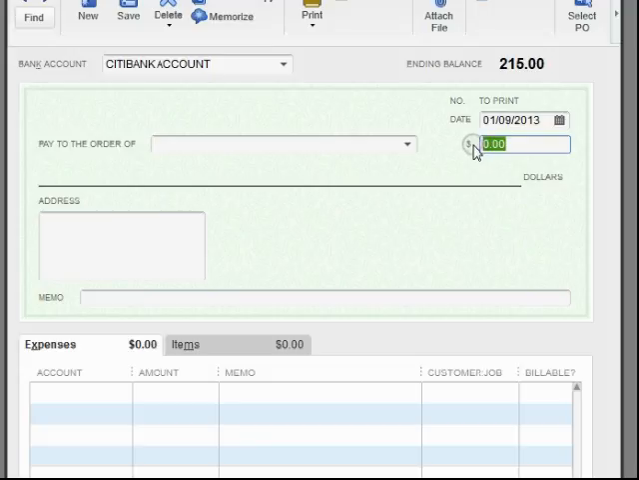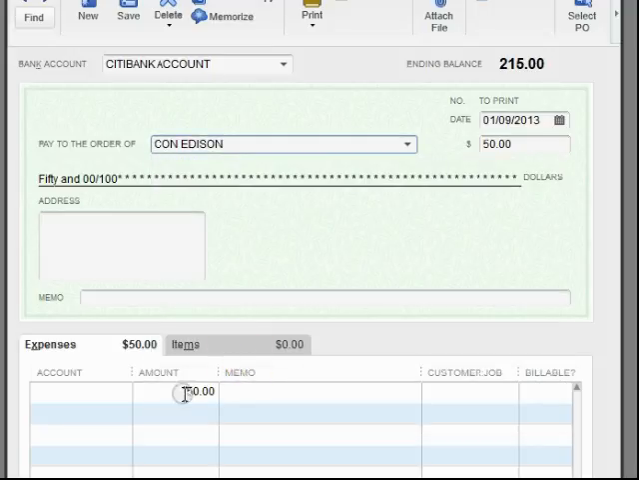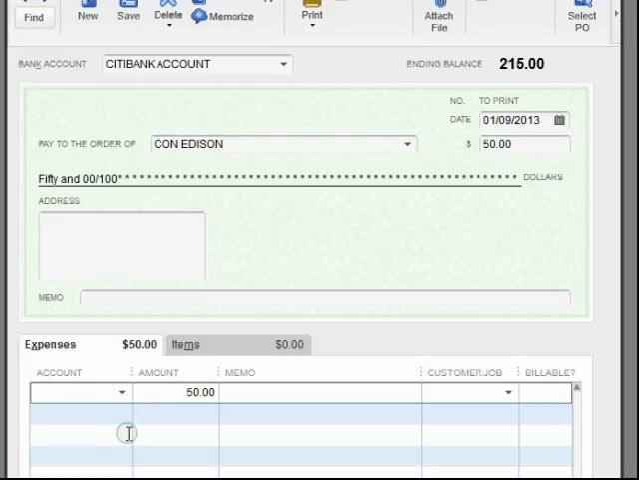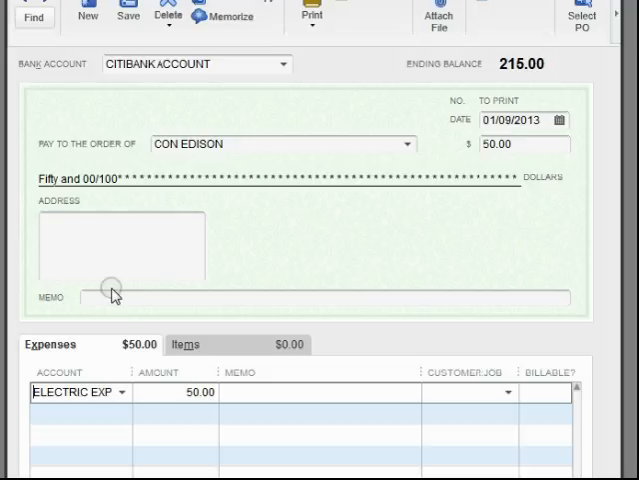Let us imagine we're writing a check for $50. Let us imagine the check is going to Con Edison. And let us imagine that the reason for the Con Edison check is electricity. Go down to the bottom left under the word account and click once to bring the arrow. Click on the arrow to get your chart of accounts and choose the account that represents the reason why you're paying this check. In this case, it's electric expense.